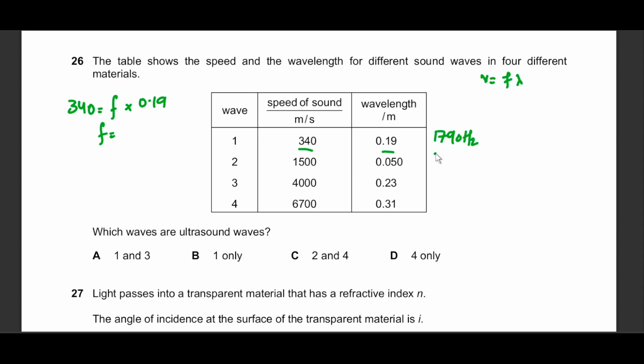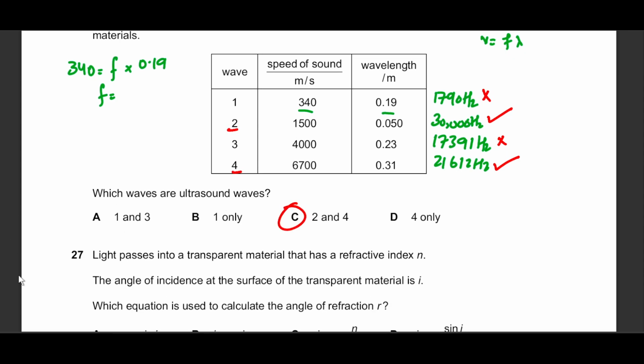The second option is 30,000 hertz, 17,391 hertz, and this is 21,612 hertz. Now, ultrasound is when it is above 20,000, specifically above 20,000. So this qualifies as above 20,000, and this qualifies as above 20,000. This doesn't. This also doesn't. So wave number 2 and wave number 4 is going to be option C.